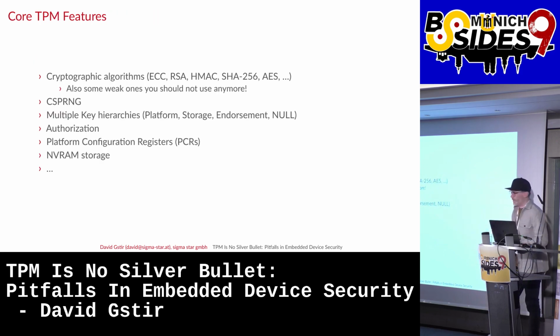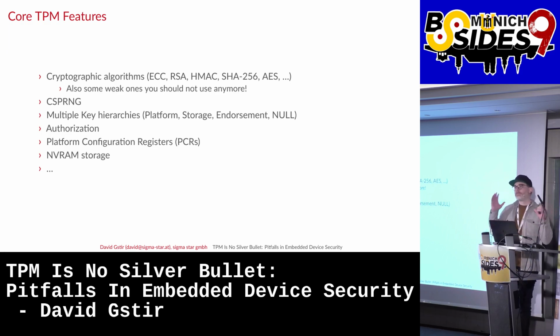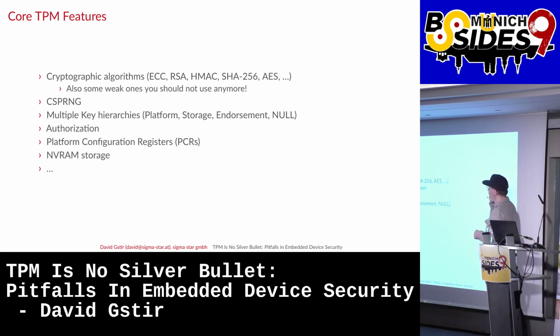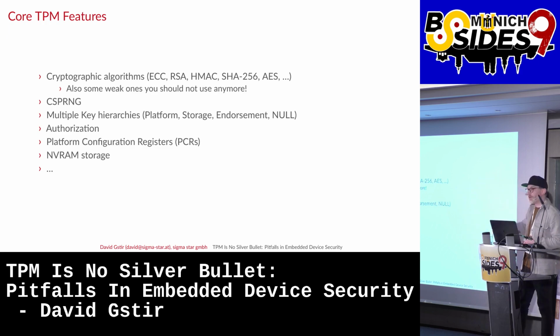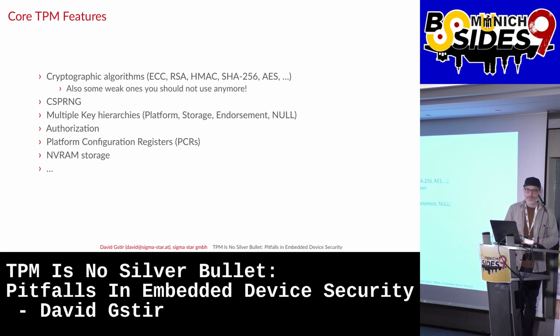But let's talk about the core features of TPMs. A TPM implements a bunch of crypto algorithms. It supports elliptic curve crypto, it supports RSA. You can do message authentication codes, HMACs. You have a bunch of hashes, you have asymmetric ciphers. It also includes a bunch of weak ciphers, which you should not use, but they're in the specs, so they have to implement them. It has a cryptographically secure random number generator.